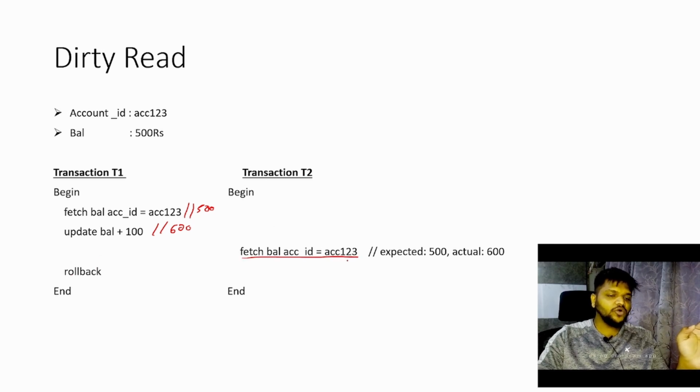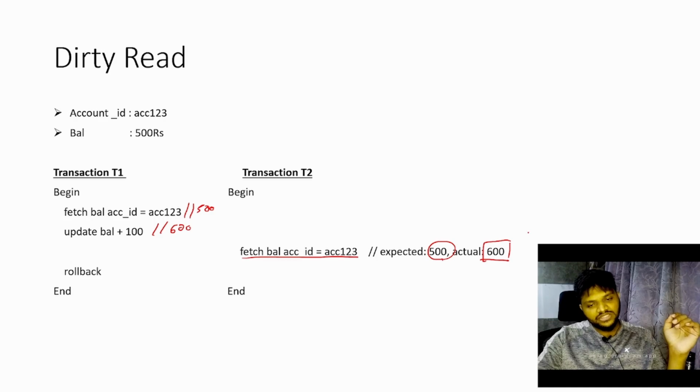It is fetching the account balance. Expected is that it should see 500. Why? Because this 600 is not yet updated into the database. It is just in the memory of that particular transaction. Expected is 500, but the actual value it is able to see is 600. This is what I term a dirty read. You are reading wrong data, data which is not updated into the database. What is the problem?